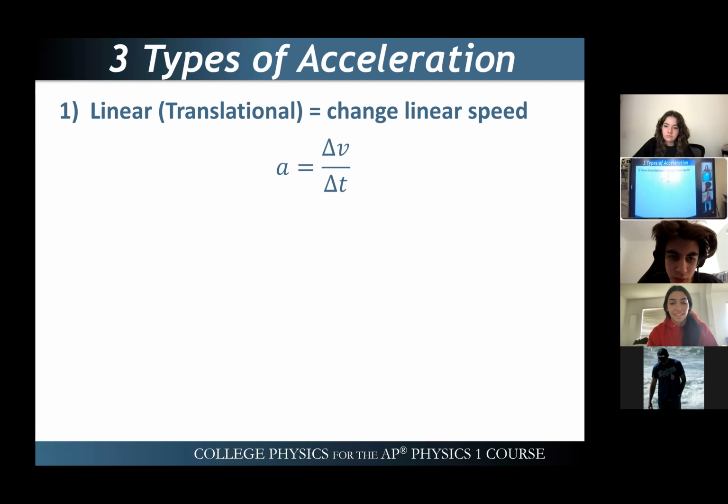So that's the first kind of acceleration. That's the first kind that we talked about. We use the variable A and it's changing velocity over changing time.